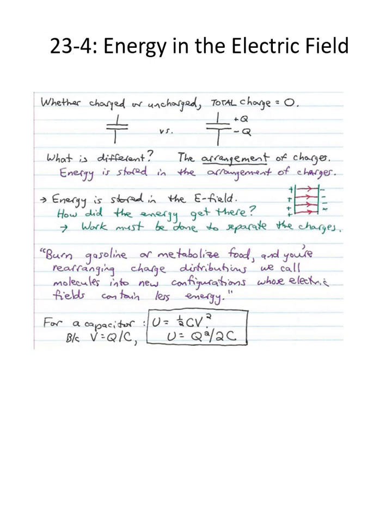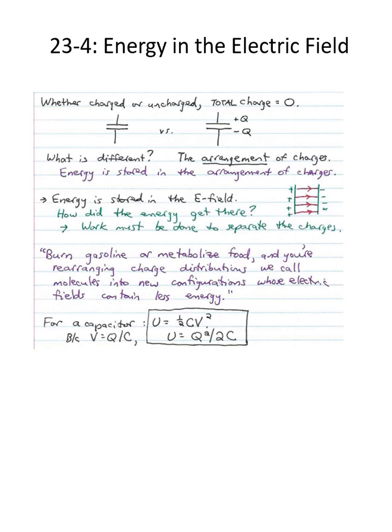Next, we're going to look at section 23.4, energy in the electric field. Now, if you look at this capacitor on the left, it has no charge. It's not hooked to a battery. It's just an inert piece of metal. Whether it's charged or uncharged, and we see it being charged on the right, the total charge is 0. So on the left, there's nothing special about it. It's just neutral material. On the right, you have positive Q and negative Q. And keep in mind that those added together, it's still a net charge of 0.